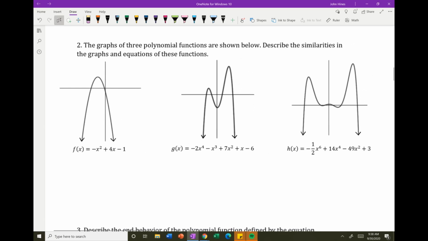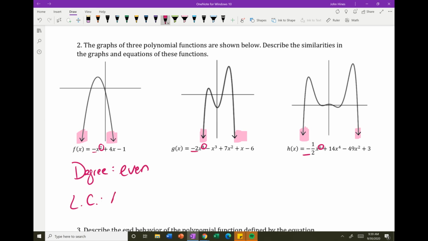The graphs of these 3 polynomials are shown below. Describe similarities between the graphs and equations. So hopefully you notice the end behavior of all of these is the same. They're both skyrocketing down. Why are they skyrocketing down? Well, it has to do with the degree and the leading coefficient. The degree appears to be even again, 2, 4, 6. The degree is even, but this time all my leading coefficients are negative.